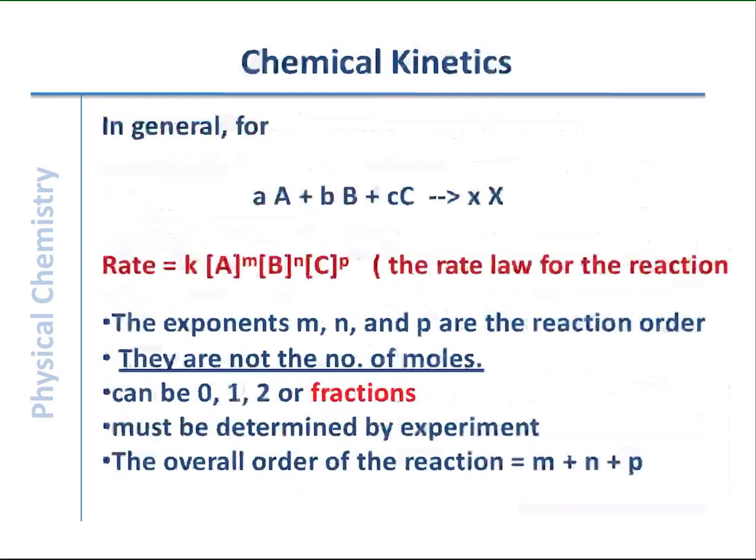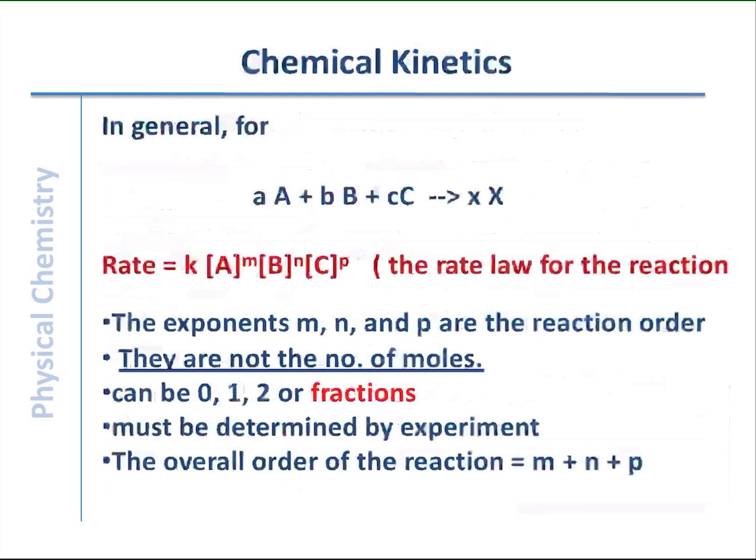So, in general, for a reaction like this, the rate will equal the rate constant K multiplied by the concentration of A to the power m, multiplied by the concentration of B to the power n, multiplied by the concentration of C to the power p. This is the rate law of the reaction.